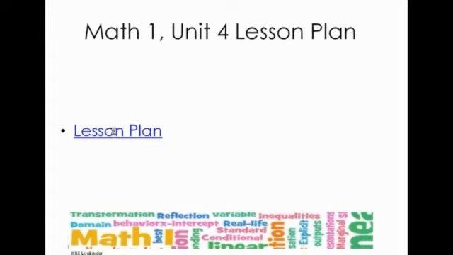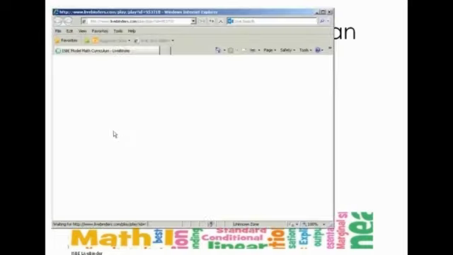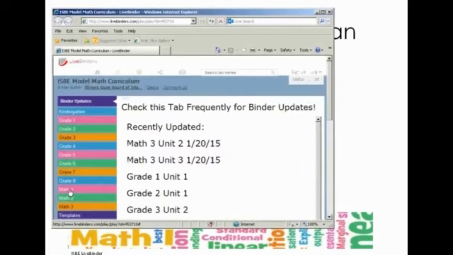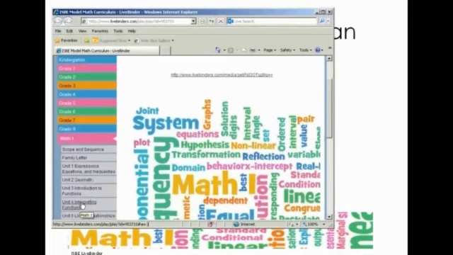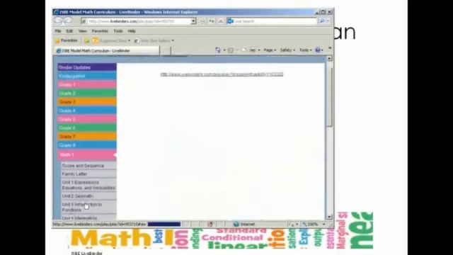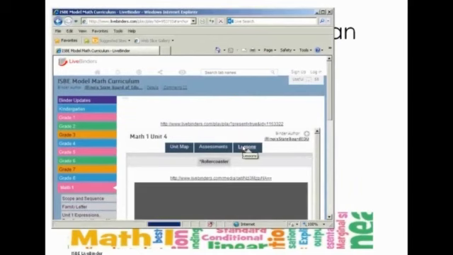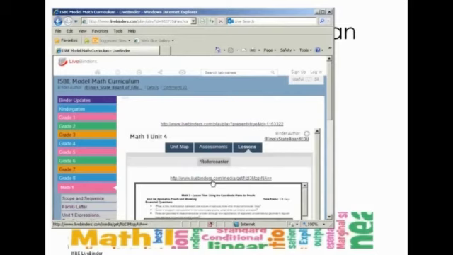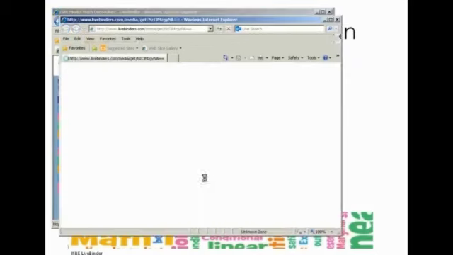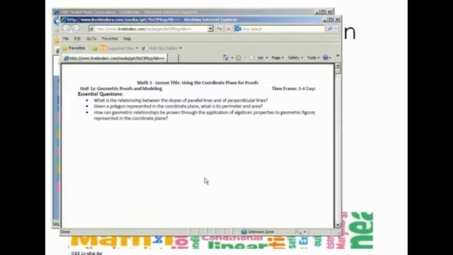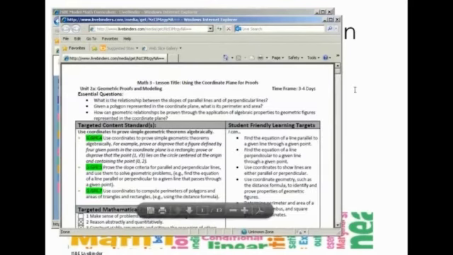Again, here's a little practice in going to LiveBinder, for those of you who are going to explore it after we finish. So we're going to go to Math 1 for this particular unit, Unit 4. And to get to the lesson plan, we're going to click on the Lesson tab. Now, the first thing that pops up is going to be the lesson plan. So you'll just click the link above the preview, and here we have the lesson plan.